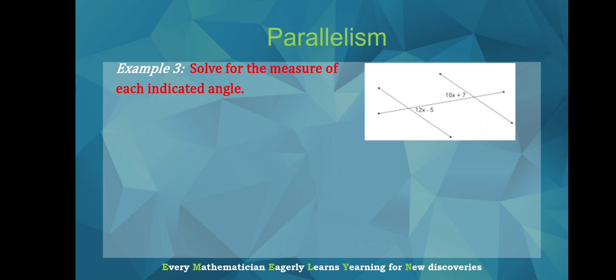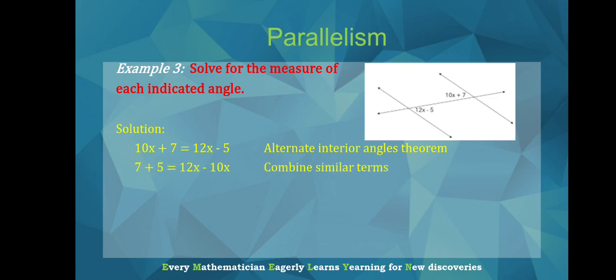Example 3. Solve for the measure of each indicated angle. Solution. By the alternate interior angles theorem, the two angles are congruent. So, 10x plus 7 equals 12x minus 5. Combine similar terms, 7 plus 5 equals 12x minus 10x.